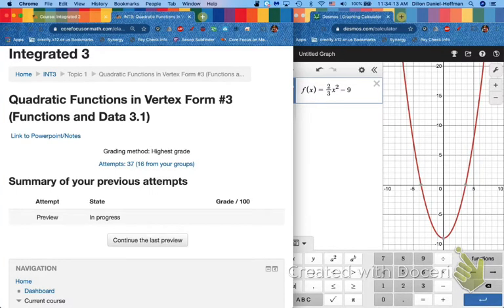It's the final Vertex Form assignment. Nobody get me in trouble for copyright there, please. Quadratic functions in Vertex Form. Not number one, not number two, number three.